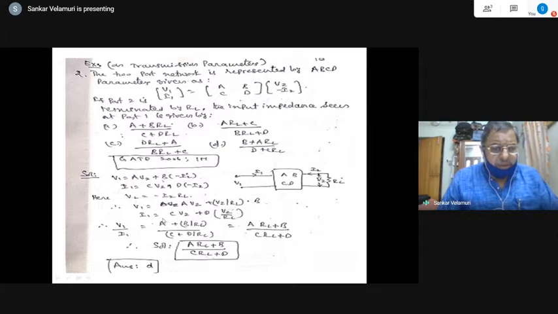Taking this one, V1 by I1 is equal to A V2 plus V2 by RL into B, divided by I1, which is equal to C into V2 plus D into V2 by RL.